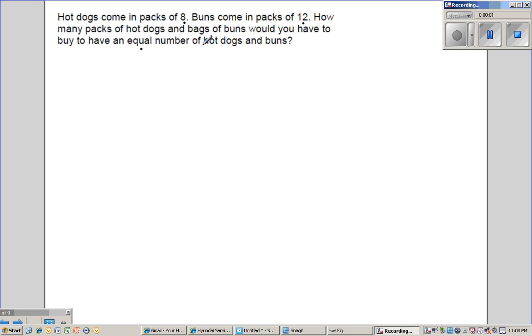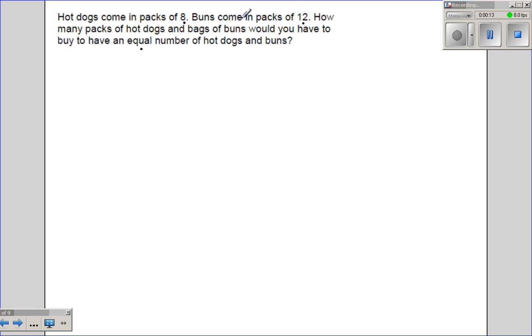Right, so you're learning how to find the least common multiple between two numbers given. This is a great problem that demonstrates that. Hot dogs come in packs of 8, buns come in packs of 12. How many packs of hot dogs and bags of buns would you have to buy to have an equal number of hot dogs and buns?